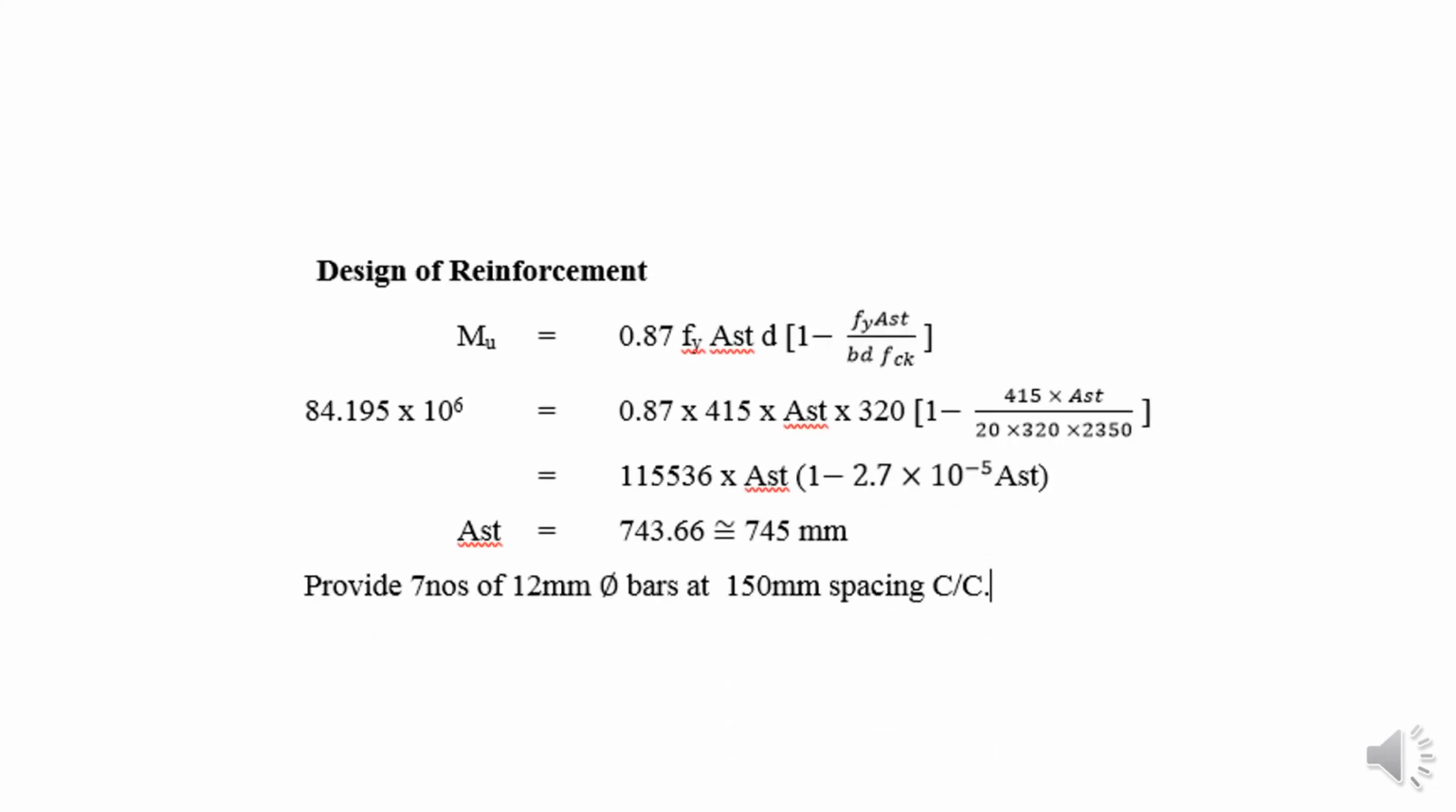Next, design of reinforcement. So we have to find out the reinforcement by using this relation. M is equal to 0.87 fy Ast into d, 1 minus fy Ast divided by b d into fck. So substitute all the values, and finally we will solve and get Ast is equal to 745 mm square. So provide 7 numbers of 12 mm diameter bar at 150 mm center to center. So area of steel is equal to 745 mm square. From that we have to use 12 mm diameter bar. Then 7 numbers we have to use, with a spacing of 150 mm center to center.